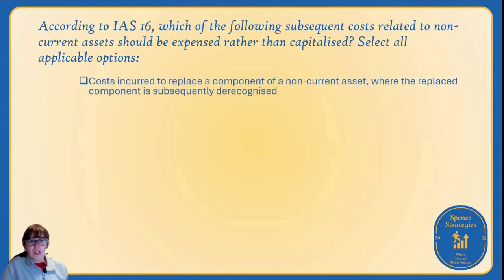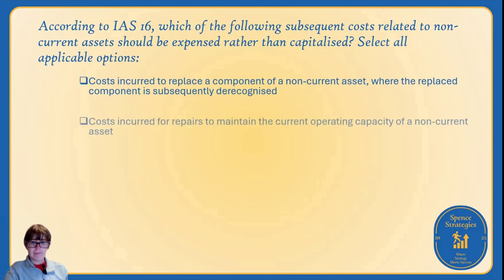So costs incurred to replace a component of a non-current asset where the replaced component is subsequently derecognised. Well, we wouldn't be able to expense this to our PRL. We are replacing a component. It probably needs to be replaced, otherwise that non-current asset is probably not going to be much use to us anymore, and therefore we would not be able to generate any future economic benefit from it. So that one is not applicable here.